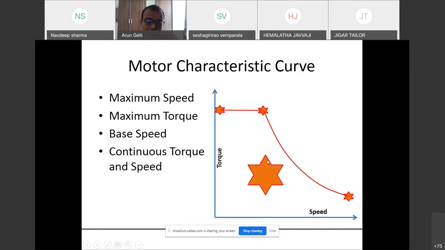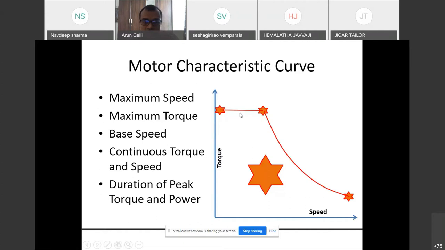And continuous torque and speed is nothing but any operating point under this curve. So depending upon the load, you can probably be operating at this particular point here, or you have a very big load, and because of a big ramp, you may be operating at this point of the curve. So it can change. The continuous torque and speed points are the ones where the machine can operate without any impact or degradation on the thermal behavior.